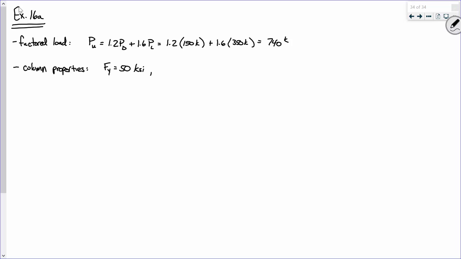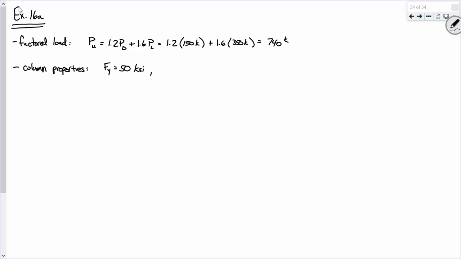Now, do you need KL over r? You need KL. See, think about it. You couldn't calculate KL over r right now even if you wanted to. We don't have r because we don't have the shape, okay? But we can calculate KL, okay? Now, what units does KL need to be in? Feet. Okay, so how long is the column for this problem?